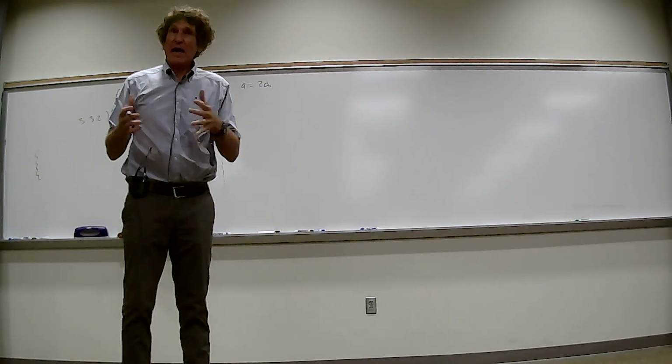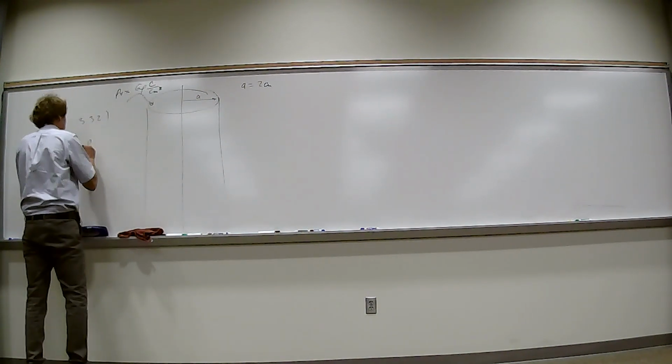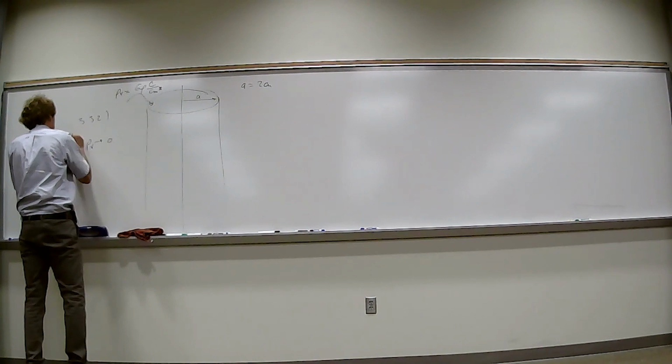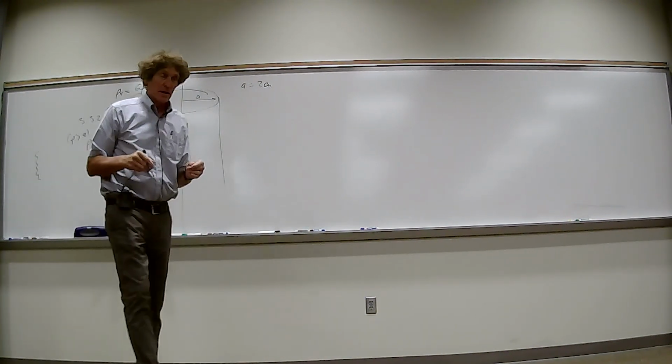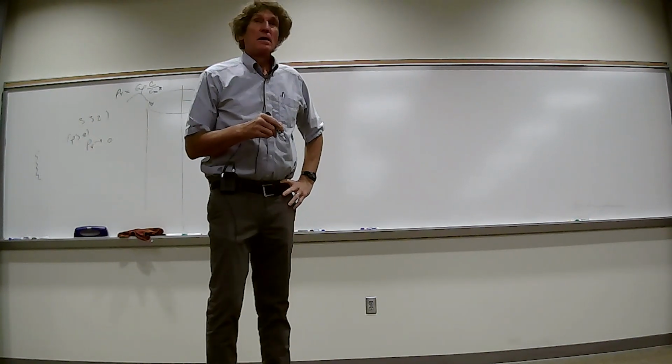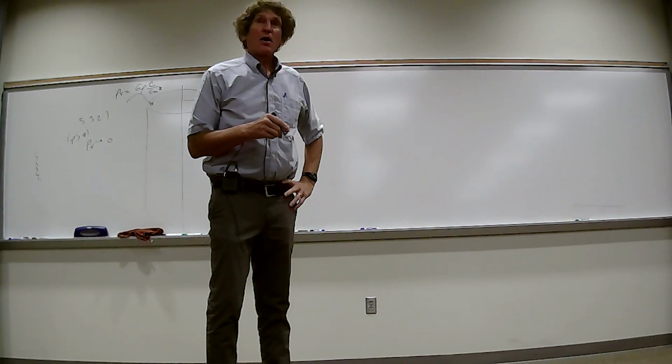Y'all follow me? Outside the wire is 0. This is inside, so you can say rho V outside would be 0, and this would be for rho greater than A. Can y'all follow me? Plot the electric flux density versus radial distance. All right, we're going to do that.